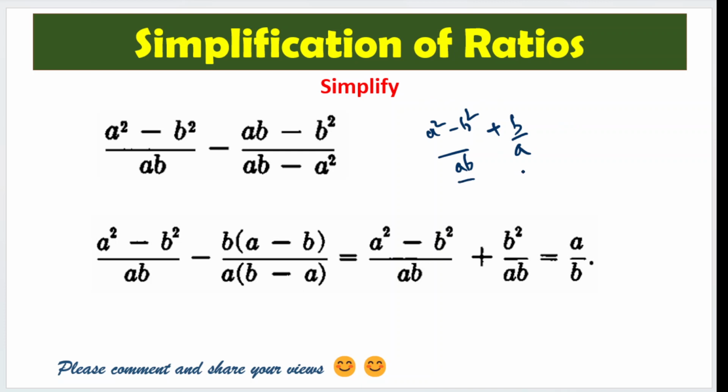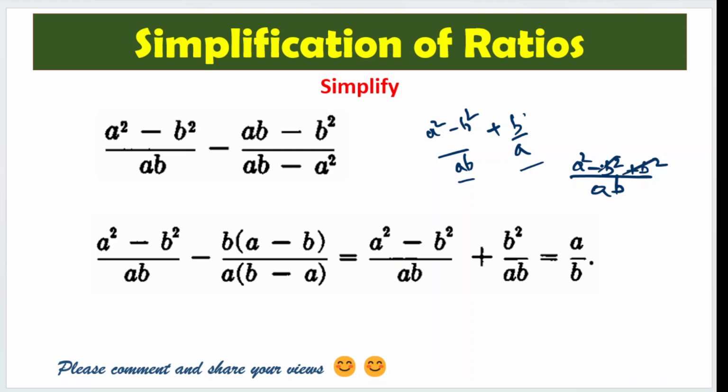Right. Now taking ab and a, taking these two things common, it will become ab, then a² - b² plus b². Right? If you take the LCM of ab and a, we'll get ab. Right? That's why we have to multiply this with b. (a² - b²)/b².